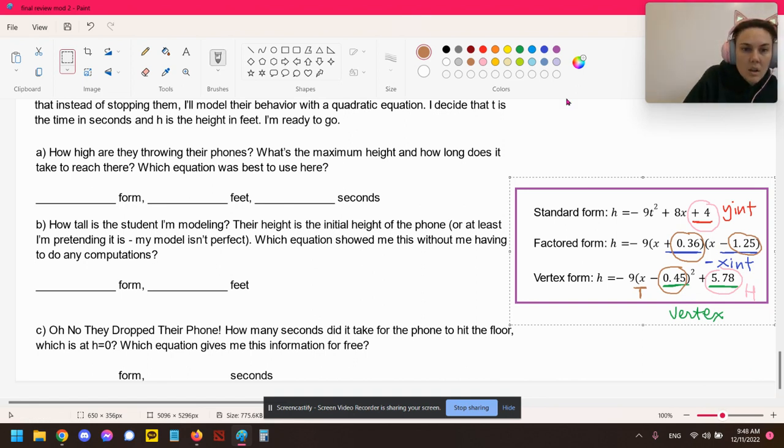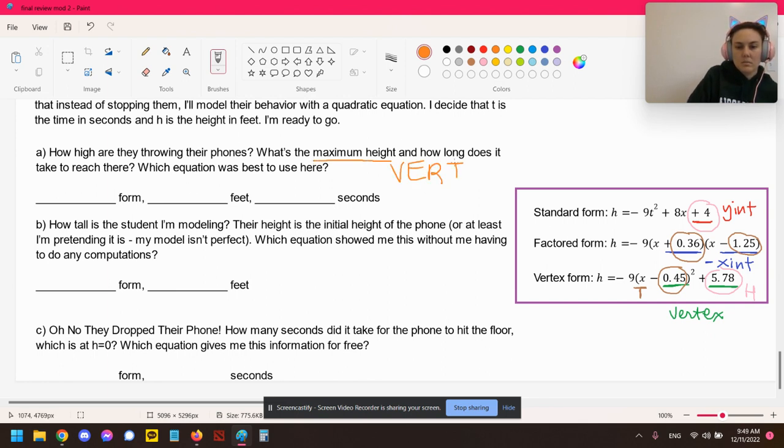Let's try it out. How high are they throwing their phones? What is the maximum height and how long does it take to reach there? When we're talking about maximum height, this is the vertex. So I should use vertex form because that's the one that already shows me the vertex. No math or no computational math needed, just interpretation, right? The feet is the y value and the seconds is the x value of the vertex.